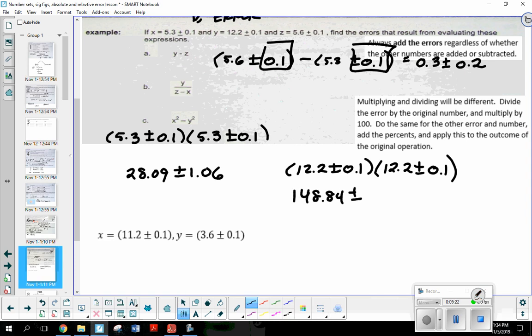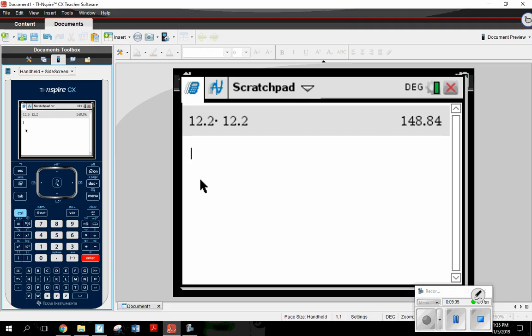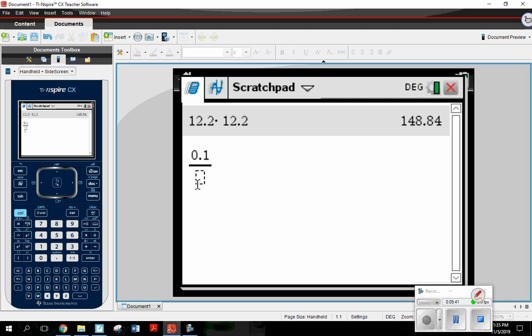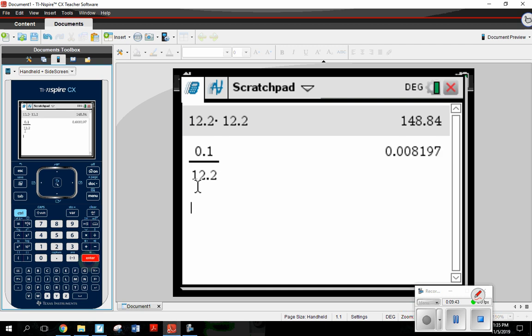148.84 plus or minus. Now, in order to find the error, I need to find the relative error for each of the values. So I'm going to take that 0.1 and divide it by the 12.2. Okay, so I'm getting 0.00, let's say 820 if I round it to 3 sig figs. 0.00820.